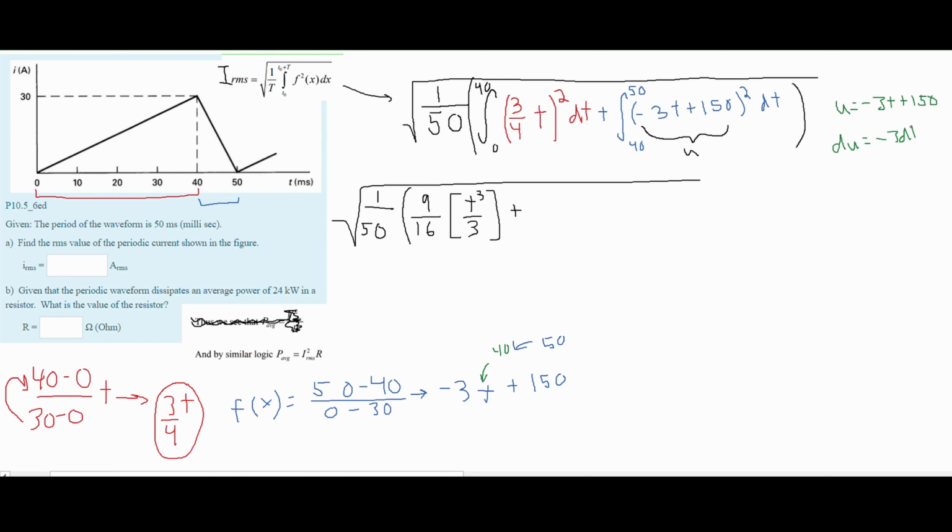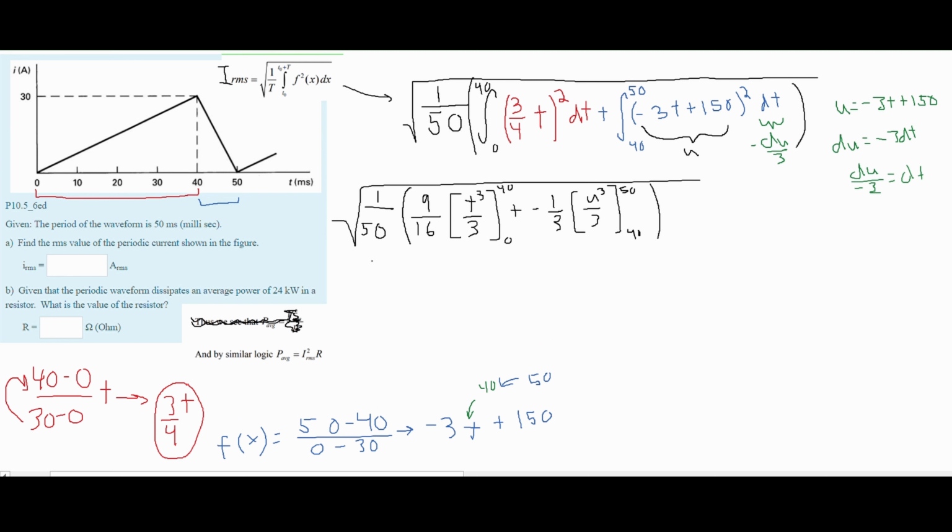Now we want to get dt, so we're going to have our du divided by negative 3 is equal to dt. And then we can plug this in here, and we're going to have a negative du over 3. So when we solve for this part, I'm going to factor out the negative 1 over 3, that is with the du, and then integrate our u. And then we're going to get u cubed divided by 3. And remember, this is going from 40 to 50. And I forgot the first part, but it's going from 0 to 40. And this is going to be our new equation.